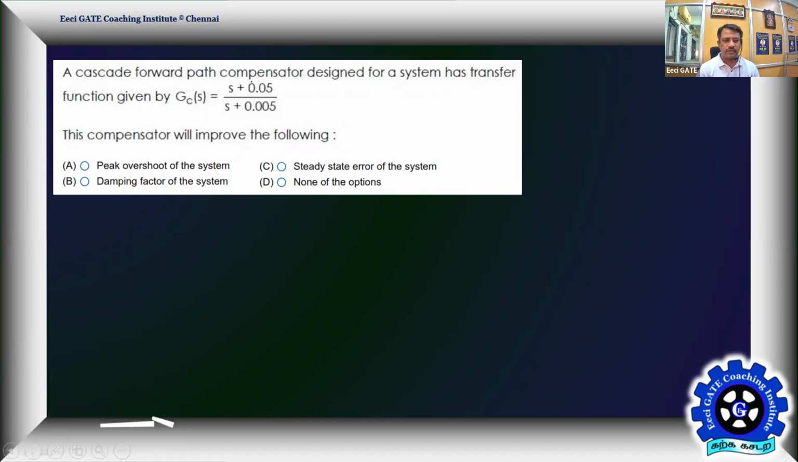So this is your zero and this is your pole. The zero is at minus 0.05. The pole is at minus 0.005. Okay, that means the pole is here, the zero is here. So that's your zero at minus 0.05, and the pole is at minus 0.005.